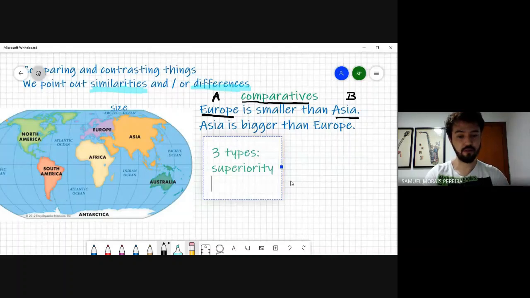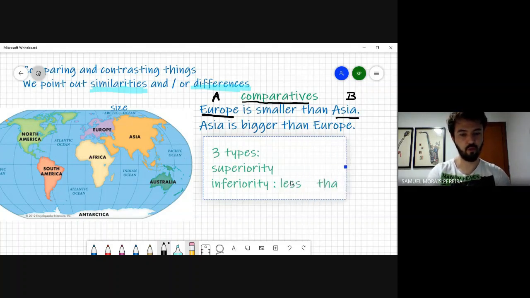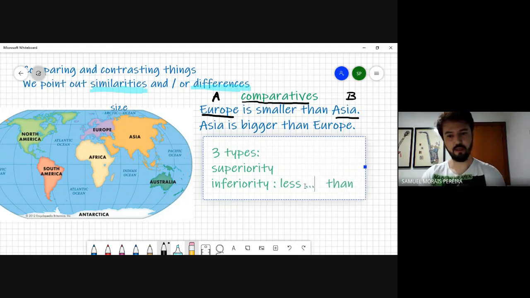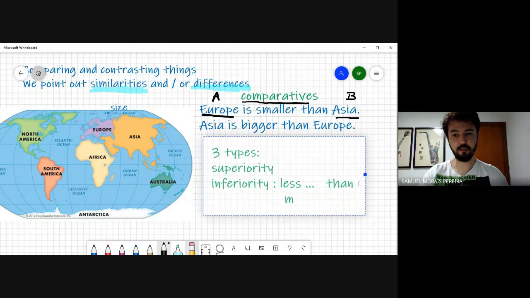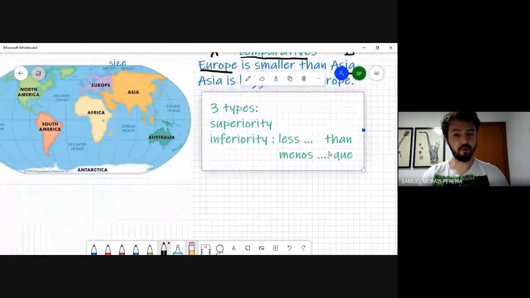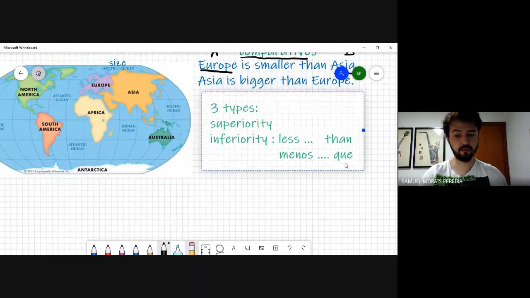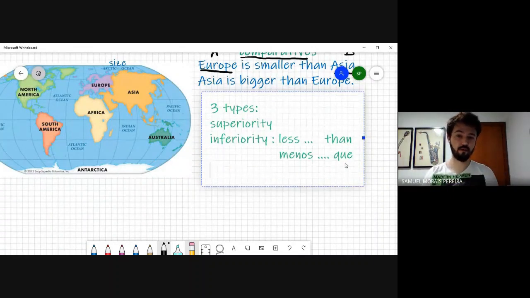But I can also say something using the comparative of inferiority. And the comparative of inferiority is made with less and then the word than. Now, o que é less e than? Very, very easy, ok? Less significa menos and then significa que. So, for example, when I say something like a nova professora de espanhol é menos exigente que a anterior, I am comparing the new teacher to the old teacher.